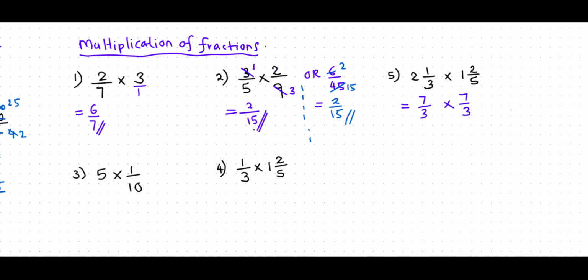Then see whether you can cancel top and bottom numbers. No. 7 and 7 we can't. 3 and 3 we can't because they are in the same place. Numerator and numerator, denominator and denominator. Top and top, bottom and bottom.